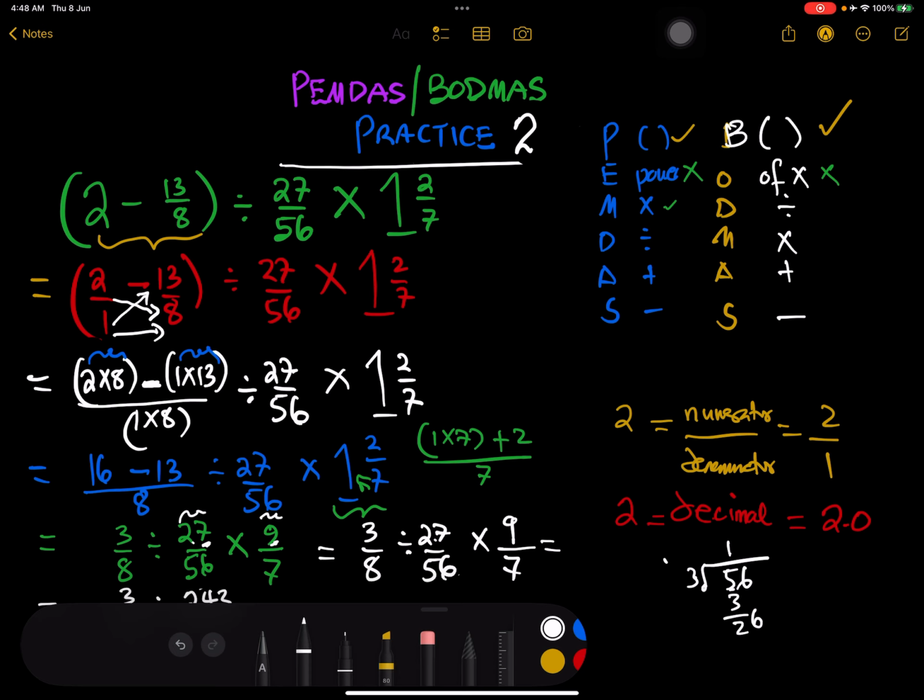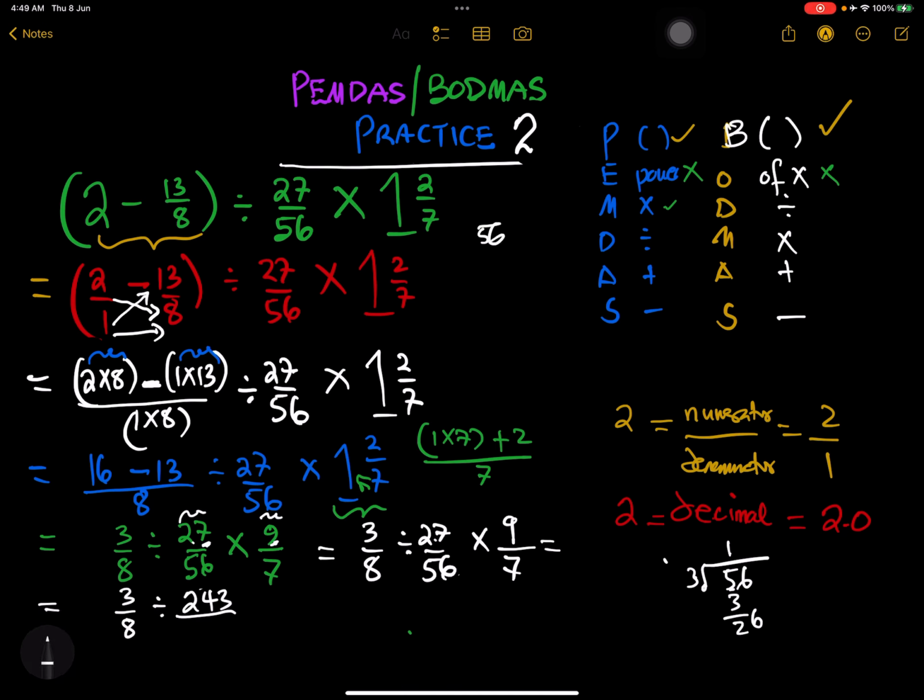Divided by 56 times 7. We know that 7 times 6 is 42. We always write the numbers on the right. So 2, and this number is remaining. 7 times 5 is 35 plus the 4 is 39. So the denominator becomes 392.